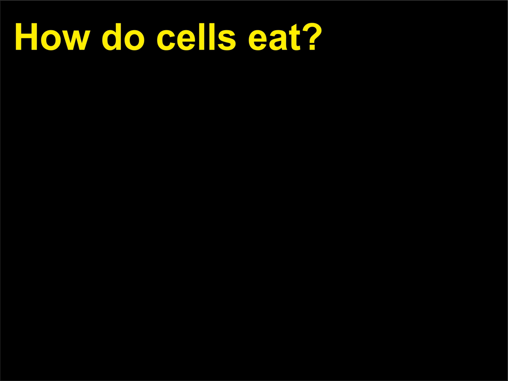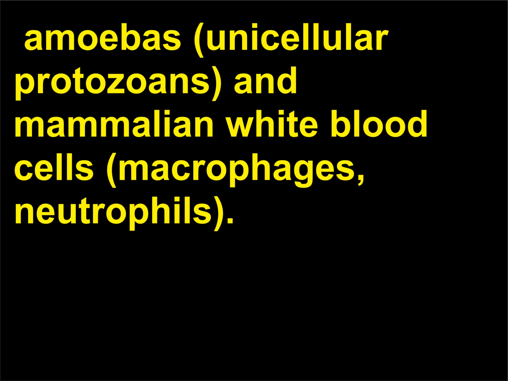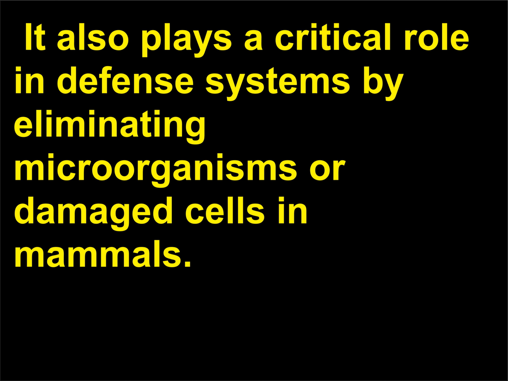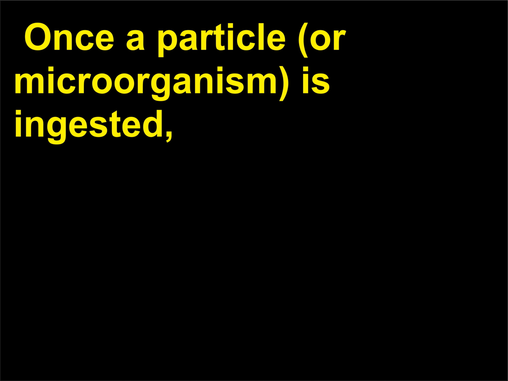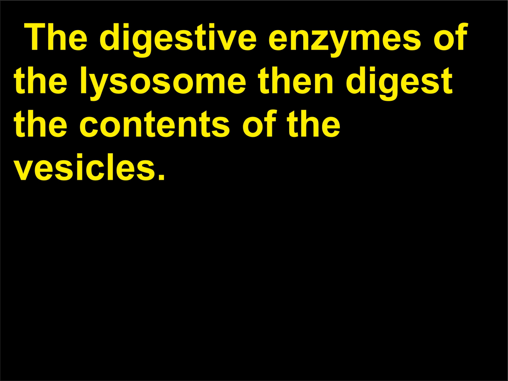How do cells eat? Cells eat by a process known as phagocytosis, which is important to two types of cells: amoebas, unicellular protozoans, and mammalian white blood cells, macrophages and neutrophils. Phagocytosis is very important because it provides food for the protozoan. It also plays a critical role in defense systems by eliminating microorganisms or damaged cells in mammals. Once a particle, or microorganism, is ingested, it is wrapped within a vesicle, and then the vesicle fuses with the lysosome. The digestive enzymes of the lysosome then digest the contents of the vesicles.